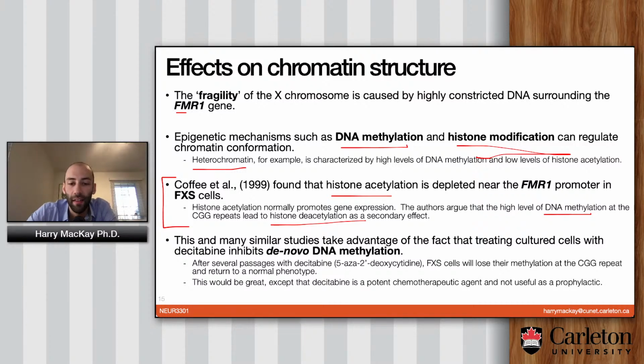So many studies that try to look at this more closely, as a purely technical note, oftentimes take advantage of the fact that you can treat cultured cells with drugs like decitabine that inhibit de novo DNA methylation. And this actually might have made you think, well, if restricting methionine in cell cultures could fix the X chromosome or make it so it wasn't fragile anymore, couldn't we take carriers, or couldn't we take fetuses or embryos or whatever who we think might have fragile X and restrict their methyl donors so that they wouldn't develop it?